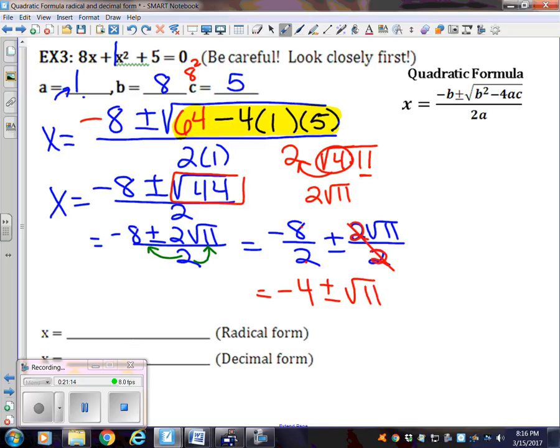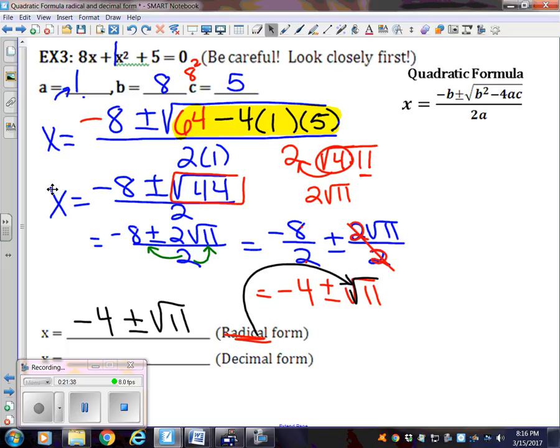Okay, so that's my radical form. Radical is the generic name for that symbol. This is the radical symbol. Remember? So the answer for the radical form is negative 4 plus and minus square root 11. I want to see that square root in that answer. You need to practice being able to recognize that answer.